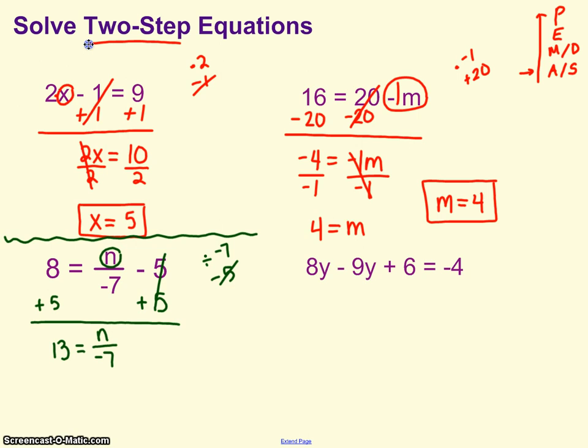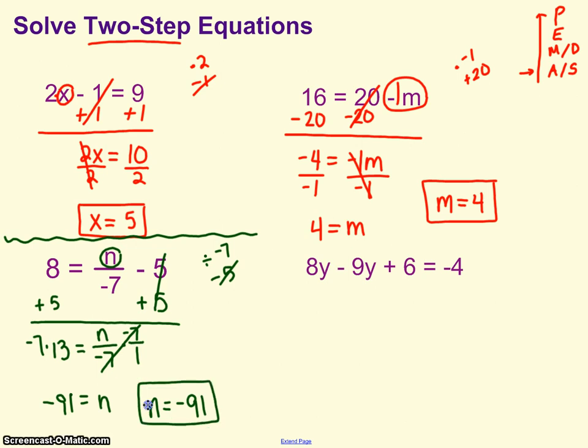Now the opposite of dividing by a negative 7 is multiplication. So we're going to multiply both sides by negative 7. And when I'm dealing with fractions, I always put an over 1 there. Multiply this side by negative 7. Our negative 7's cancel, leaving us with just n on the right. And then positive 13 times negative 7 will be negative 91. So n equals negative 91.